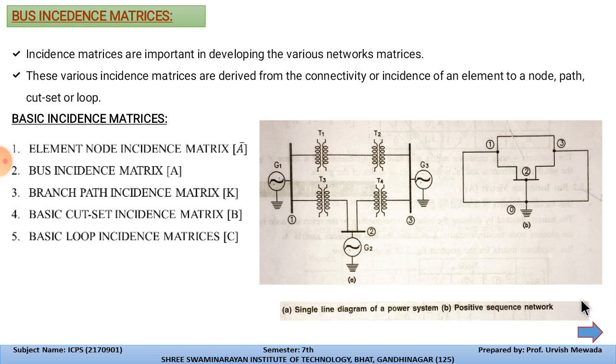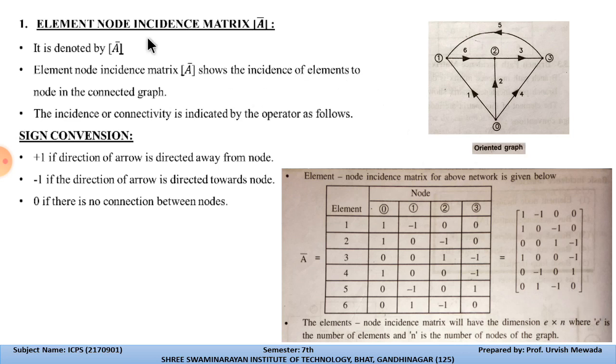Now let's solve all the incidence matrices one by one. Start with the first matrix, that is the element node incidence matrix. This element node incidence matrix is denoted by A, or we can say A bar. Now this is the oriented graph for which we are forming the node incidence matrix. This is the oriented graph of the previous network that we have drawn.